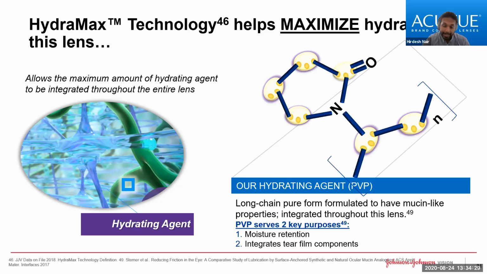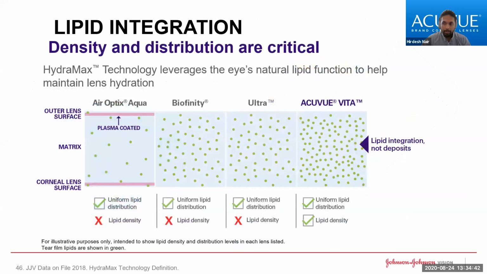Ours are long chain, and in the pure form, there can be different types. And we're really happy that the type that we use serves a really important function for the contact lens itself. So now that you know a little bit about the hydrating agent, it's mucin-like, it stabilizes the tear film. Let me talk to you a little bit about the second part, about how we're able to maintain lipids.